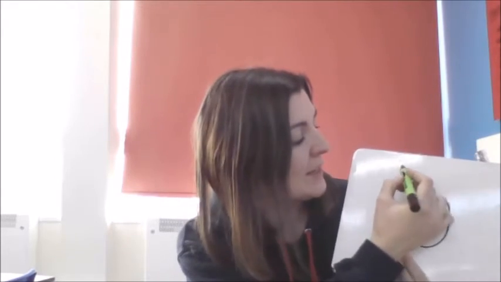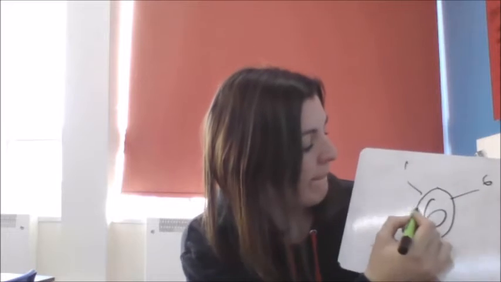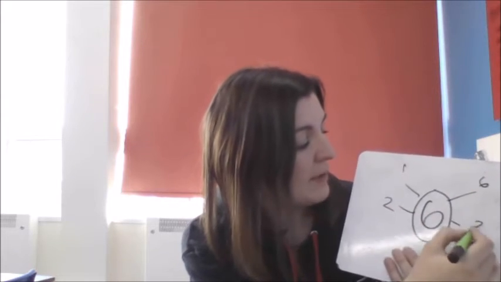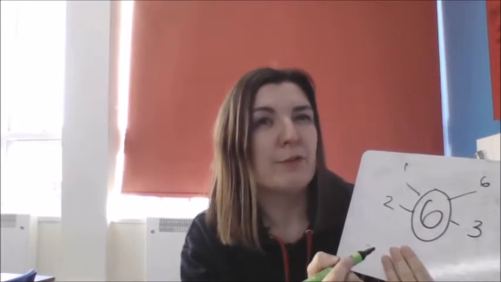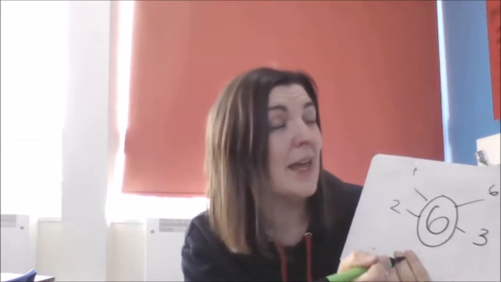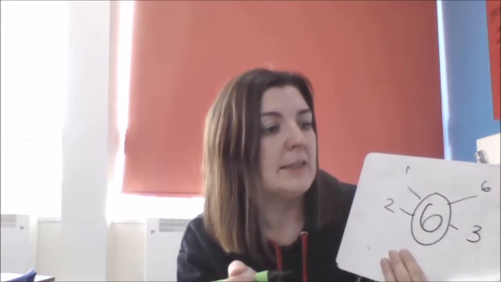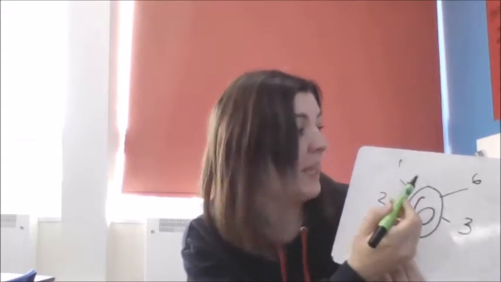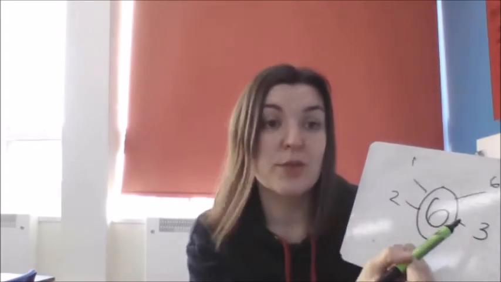So if I take this next one as an example, 6. I'm going to think of all the factors of 6 first. So I've got 1 and 6, 2 and 3, 4 I can't, 5 no, 6, 7. I've already done 6, 7, 8, 9, 10. No, so they are the factors of 6: 1 and 6, 2 and 3.